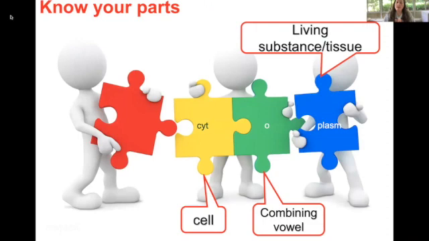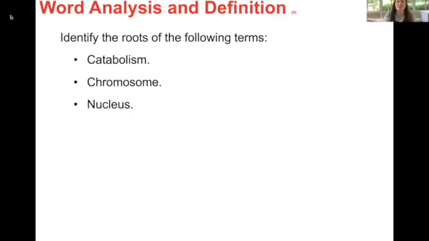So here I broke it down. Cytoplasm, there is no prefix, so I deleted that part. Cyte is cell, O is the combining vowel, and plasm means a living substance or a tissue. So cytoplasm literally means the tissue of the cell or the cell tissue. There you go. Now, they want you to identify the roots of the following terms. So this I leave up to you. I say go ahead and start breaking these words down. See what you can do.